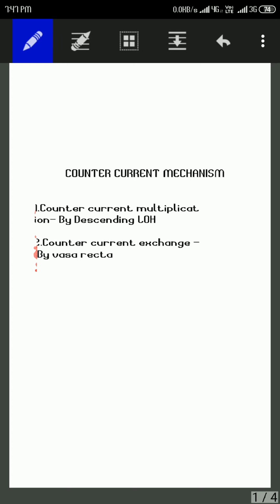Hello guys, today we are going to talk about the counter current mechanism. Counter current mechanism has two parts: counter current multiplication and counter current exchange. Counter current multiplication is by the descending limb of loop of Henle. Counter current exchange is by vasa recta.